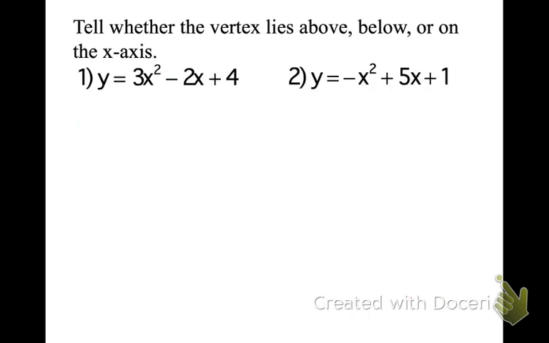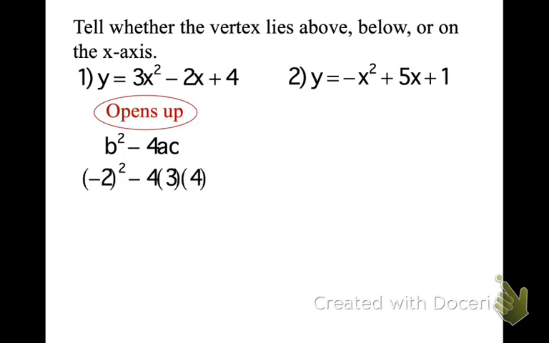Okay, this is something else we can use the discriminant for. It says tell whether the vertex lies above, below, or on the x-axis. So again, we know it opens up because the leading coefficient is positive. Now I'm going to have the b squared minus 4ac, so we use our discriminant and substitute in.